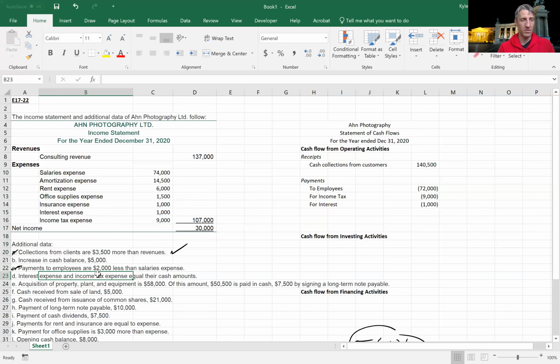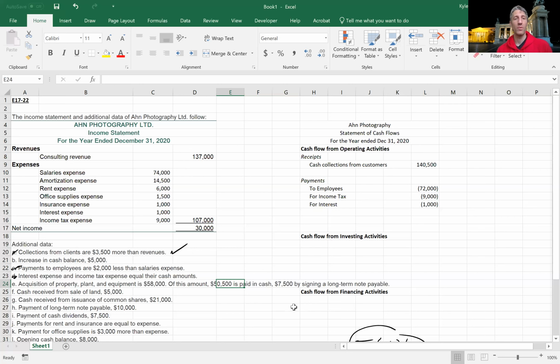So that's part D. Acquisition of property, plant, and equipment is 58,000. Of this, 50,500 is paid in cash, and 7,500 is paid by signing a long-term note payable.